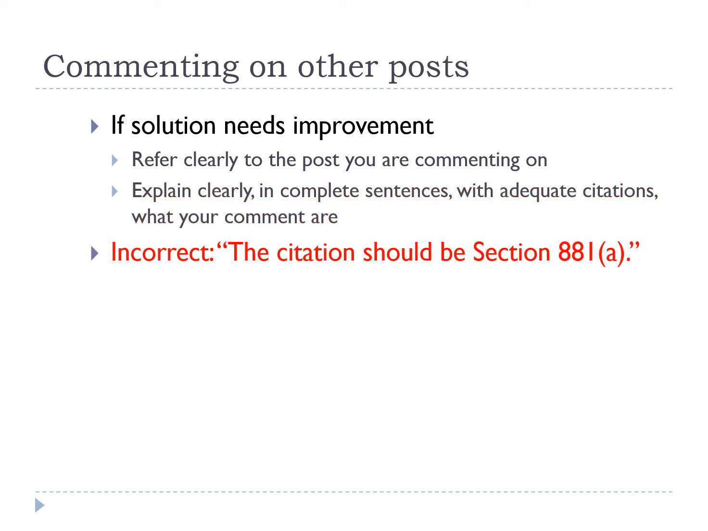I've told you what to do. Now let's talk about what not to do. Here's an example of what not to do. One student commented on a solution by saying the citation should be Section 881(a). First, it is unclear from this comment what the student is referring to. And second, there's no discussion of why the original post is wrong and why the citation being suggested is right.